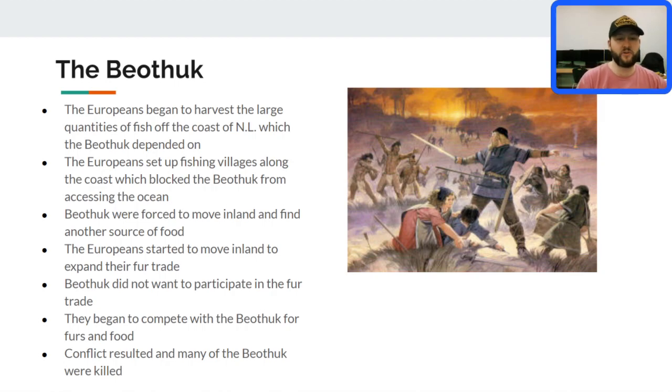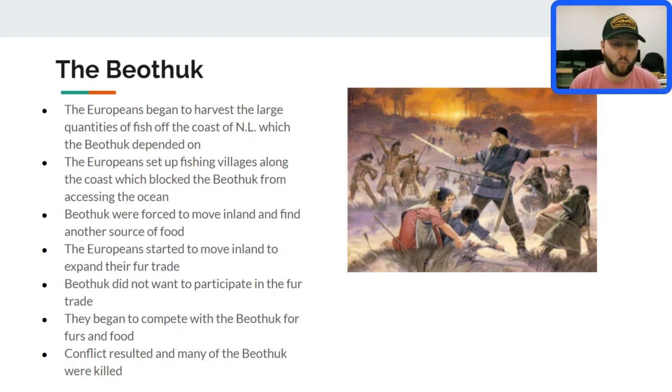So the Beothuk were forced to move inland and find another source of food. The Europeans started to move inland to expand their fur trade now. The Beothuk did not want to participate in the fur trade. Okay, so they began to compete with the Beothuk for furs and food, and cultural contact ultimately equated to conflict, and they started to kill each other.